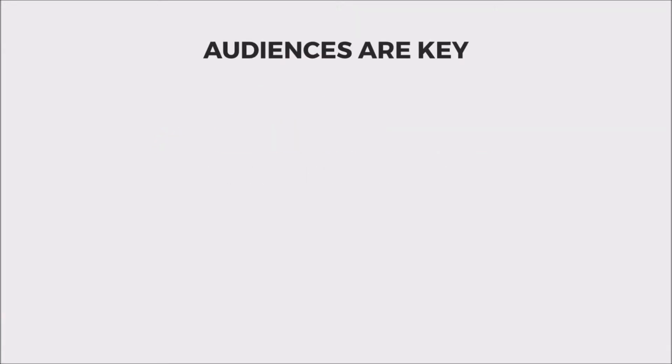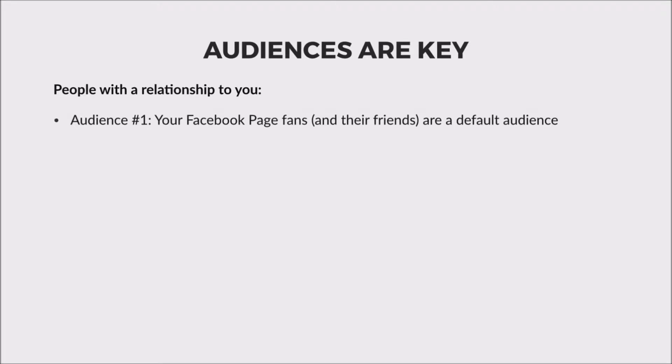Facebook allows you to run ads for 5 different types of audiences, and each one is important for different reasons. The first 3 audiences are people who have an existing relationship with you on or off Facebook. First is your Facebook fans and their friends. If you've been building up a community, this is a great group to start with. You don't have to do anything else to prepare that audience for marketing.